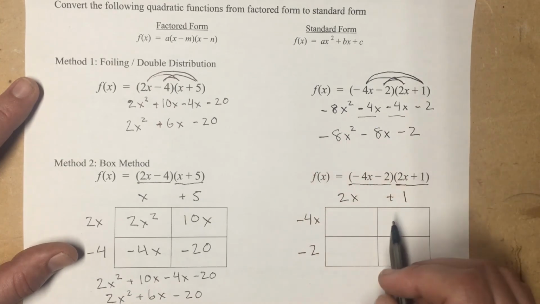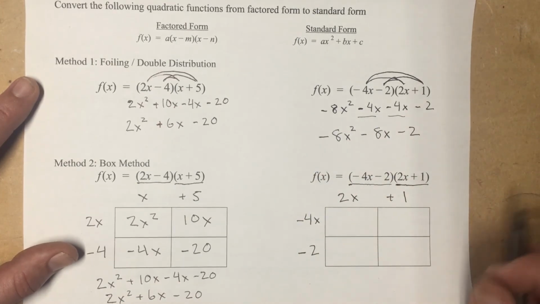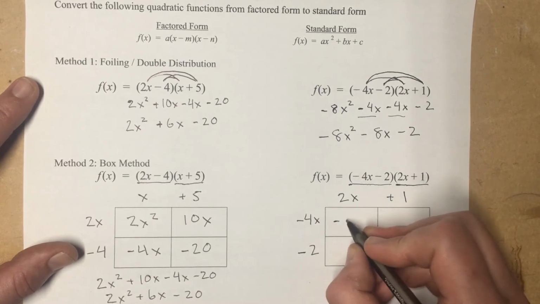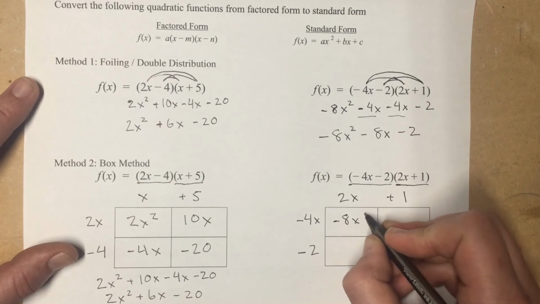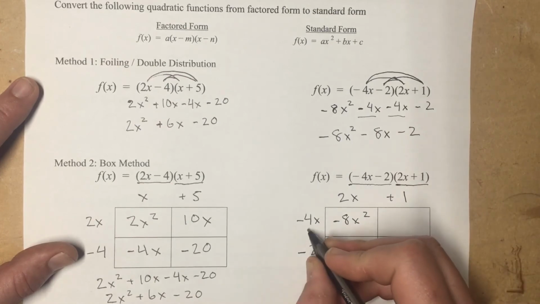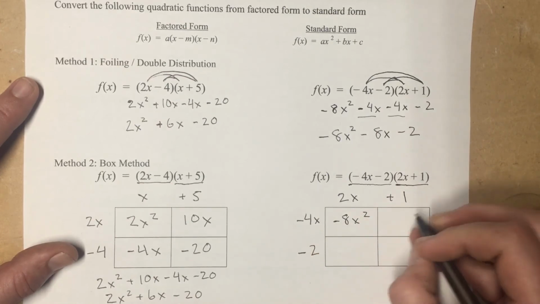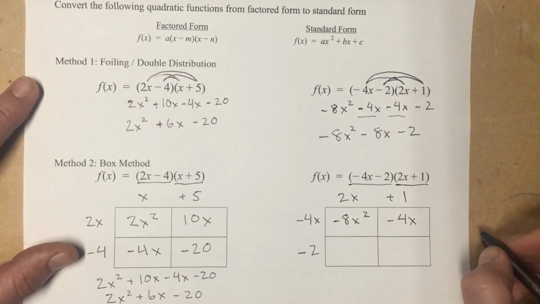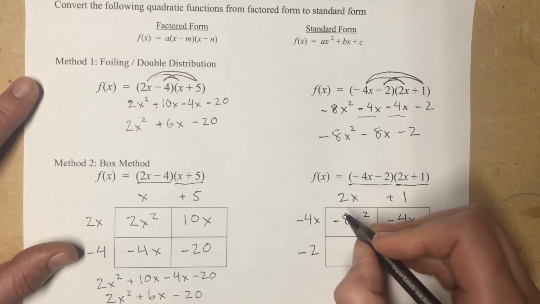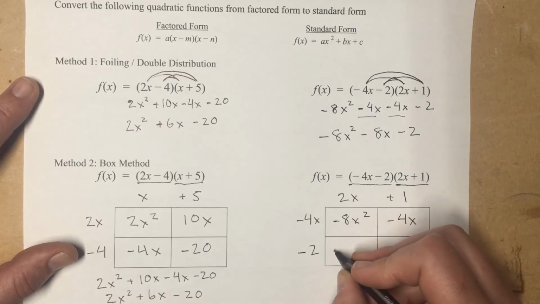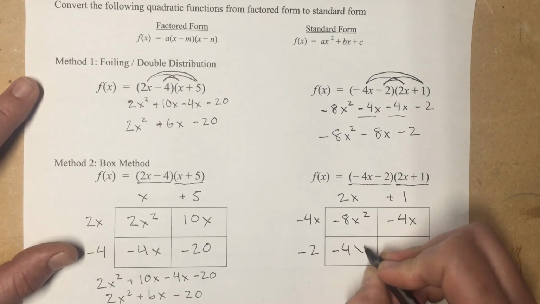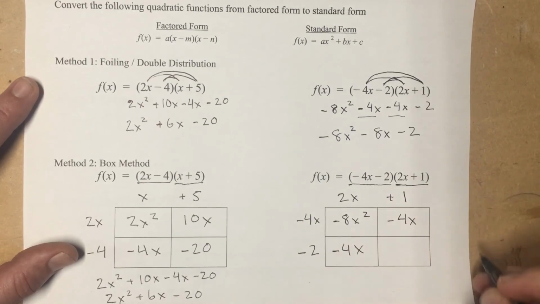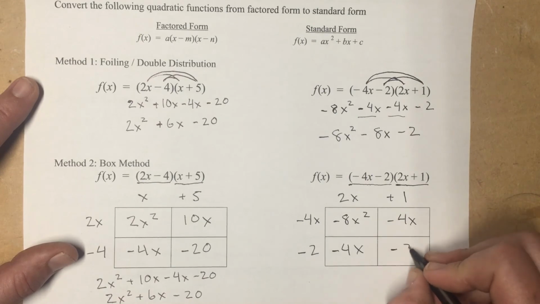And there's the 4 there, and here's the 4 here. All right, so let's check it out. So we have negative 4x times 2x makes our negative 8x squared. Our negative 4x times our 1 is going to be our negative 4x. Our negative 2 times 2x is a negative 4x. And then our negative 2 times 1 is negative 2.